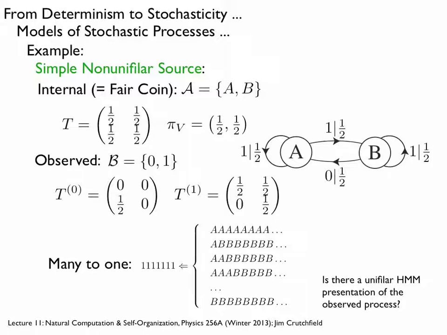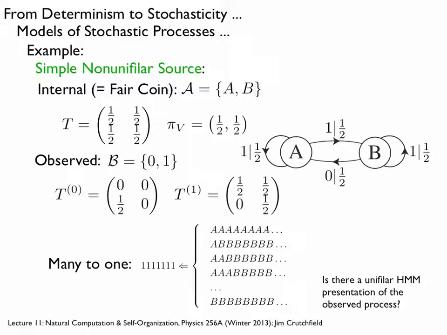So here's one example. Call it a simple non-unifilar source. And I'm going to draw the contrast as starkly as I can. The internal state dynamic is going to be a fair coin. Okay, so internal fair coin. We have two states, A and B. Again, if you forget the observed symbols here, it's just 50-50 on all the transitions. So all A-B sequences occur inside.